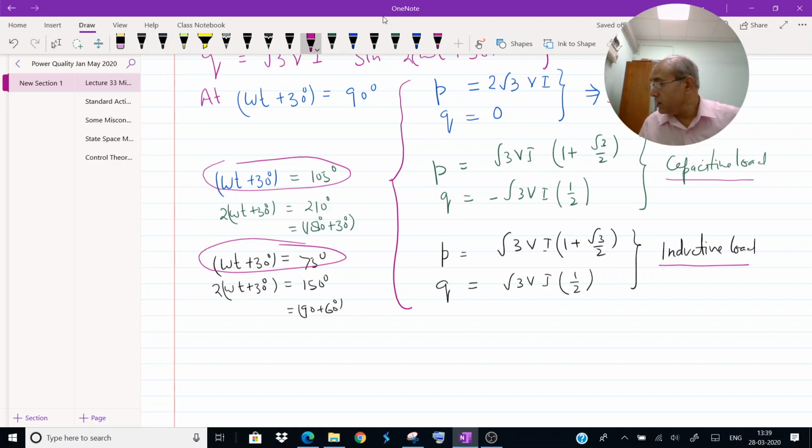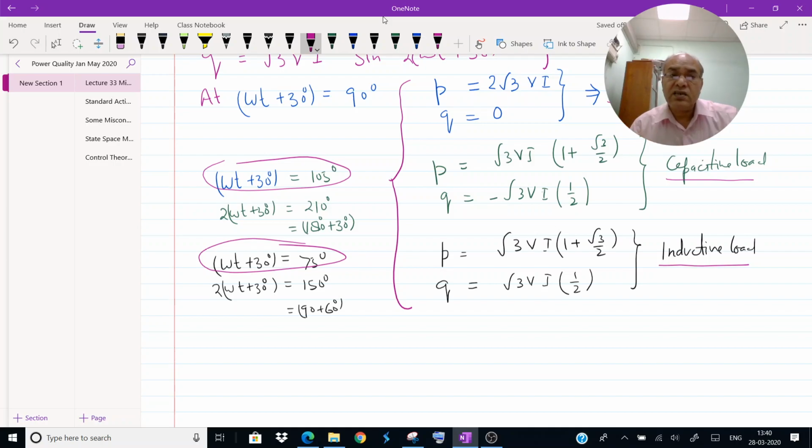Alright, so I will continue this in the next class also. Example 5.3 is similar to this, except that the load is replaced by an inductive load. Similar kinds of conclusions are drawn, that there are inductive loads, but still there are active components. So I hope you can go through it yourself.